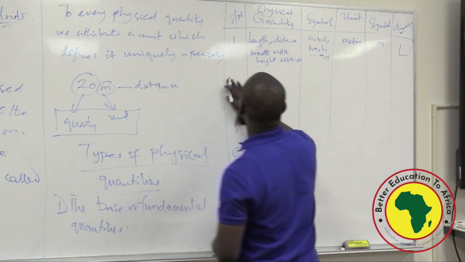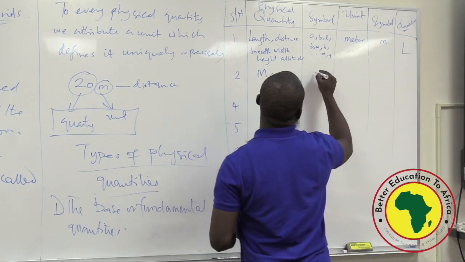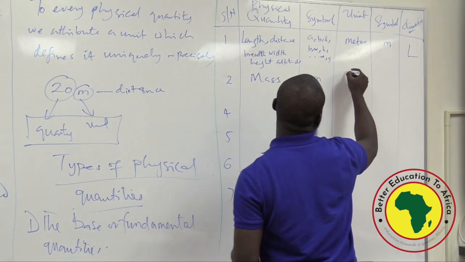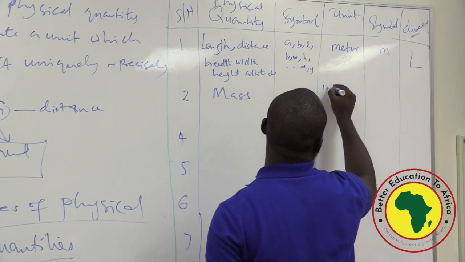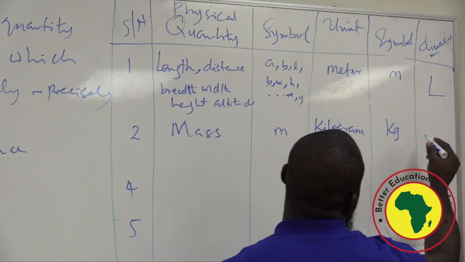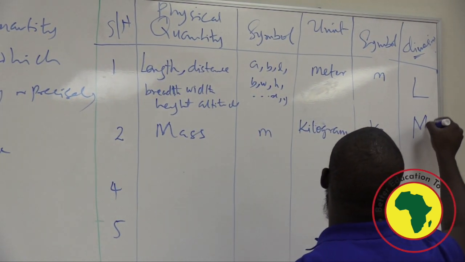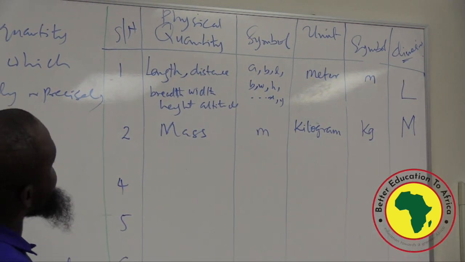Okay? Number 2, we have the mass. The symbol of mass is small m. The unit is kilograms, kg. And the dimension is capital M. And those dimensions, we'll use them later for something very important.